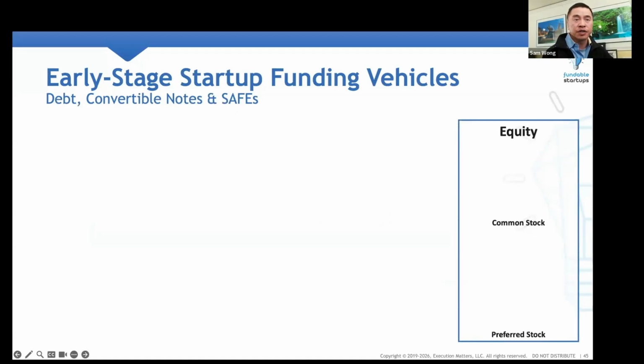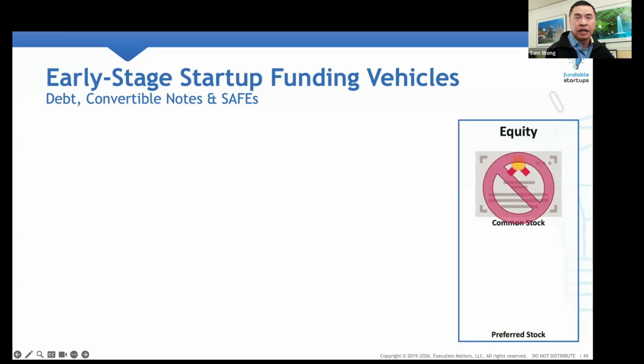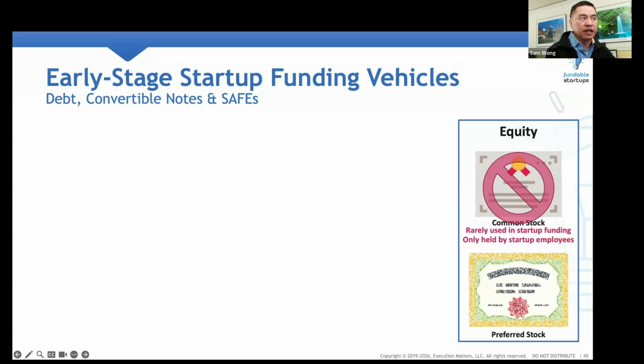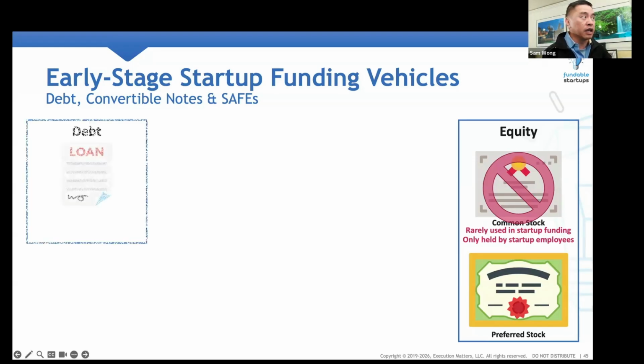Most startup investors, a company has two types of equity, common stock and preferred stock. Common stock is held by founders. It is not held by investors. It's pretty rare to use common stock as a fundraising instrument because investors want preferred stock. It gives them additional rights and privileges. Well, traditionally, many small businesses raise funds through a loan.